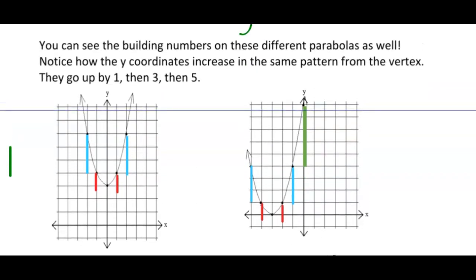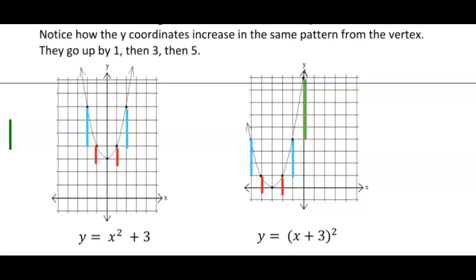You can see the building numbers here. Here's my vertex of x squared plus 3. Here's my vertex. I went up 3 and put a dot, and then I went over 1 to the left, up 1. Over 1 to the left, up 3. I'm hoping that you can see that. And you do it the other way too.